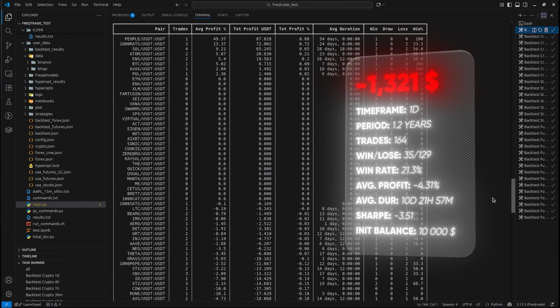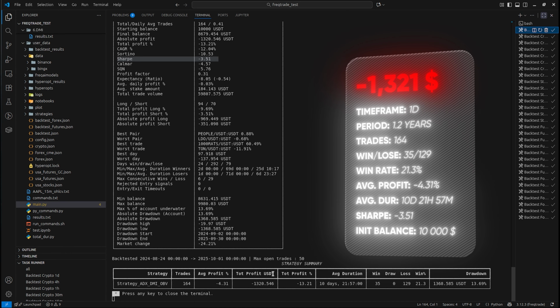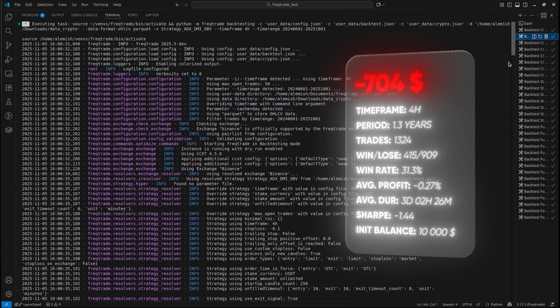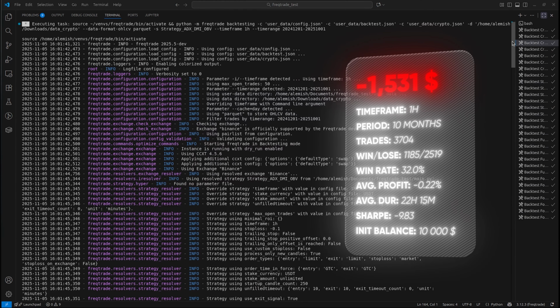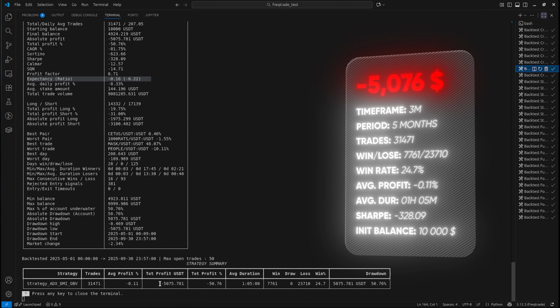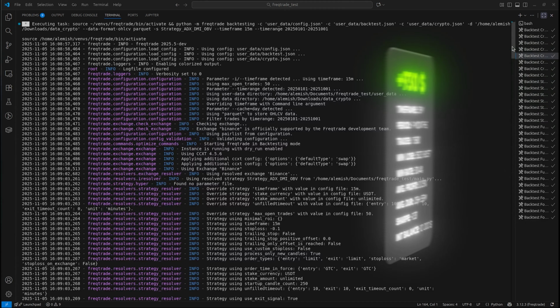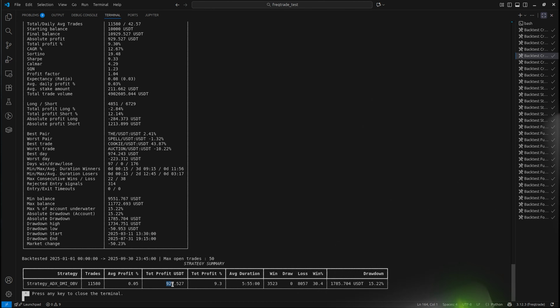Here we got our best and worst performing tickers, some stats, and we've lost $1,300. 4 hour time frame, some stats, and we've lost $700. Next, moving to 1 hour time frame, and we've lost $1,500. 3 minutes, and here we've lost $5,000. That's quite a lot. 15 minutes. And on this time frame, we made $900. 5 minutes.